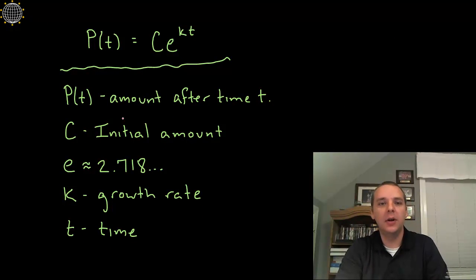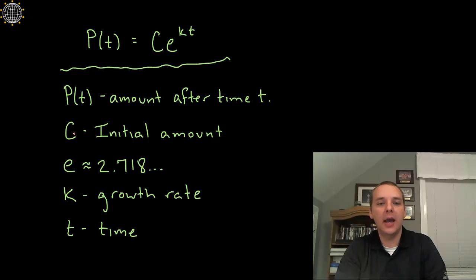It's good to familiarize yourself with this. Capital P on the left-hand side, that's the amount of whatever it is you're talking about after a certain amount of time. Capital P might represent population, or it might represent the amount of money in a bank account, or, I mean, who knows what it could be. It could be anything that's growing at an exponential rate.